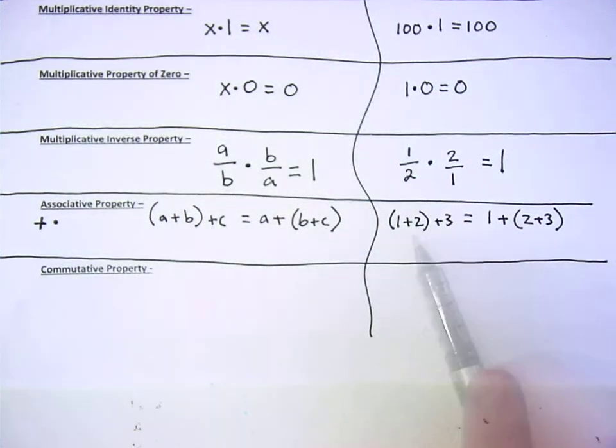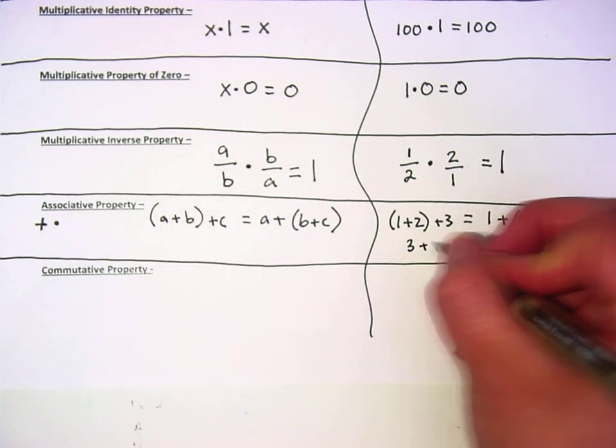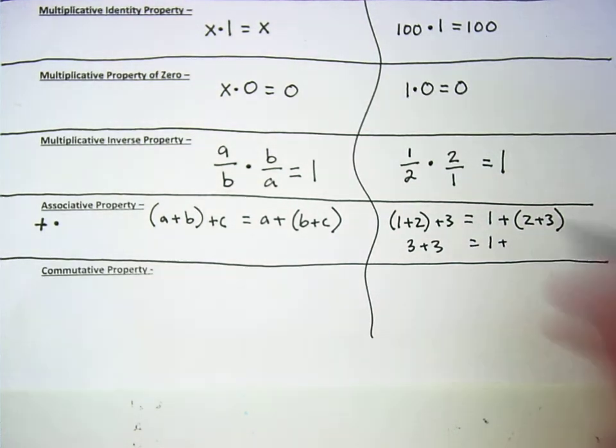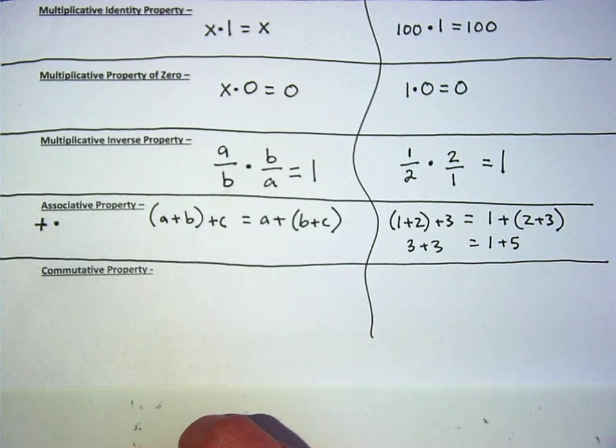So what's 1 plus 2? 3. 3, and 3 plus 3 is 6. 6. And over here is 1 plus 2 plus 3 first. 6. So what the associative property is saying is that you can add things or multiply things in any order you want. That it won't change it.